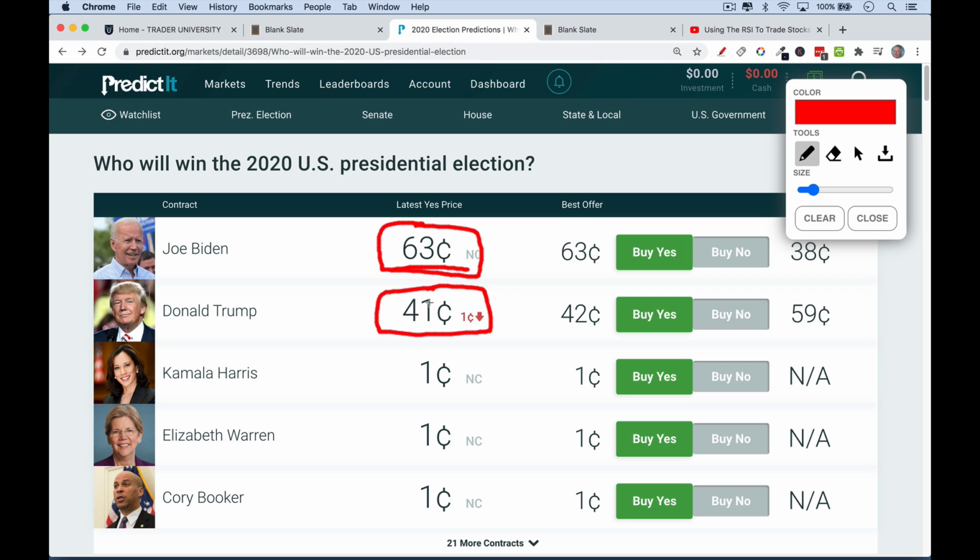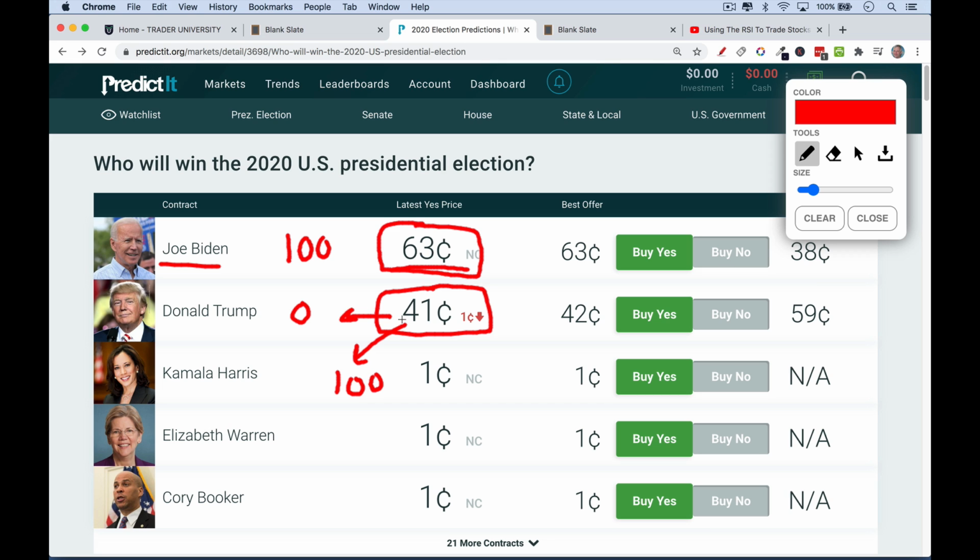Now, I'm going to show you the really tricky way of doing it in a minute, but I just want to make sure that you understand the basics. So if Joe Biden wins, this contract will settle at 100 cents, or $1. If Trump loses, this contract will settle at 0. If Trump wins, this contract will settle at 100. In other words, if he wins, there's a 100% chance that he won.